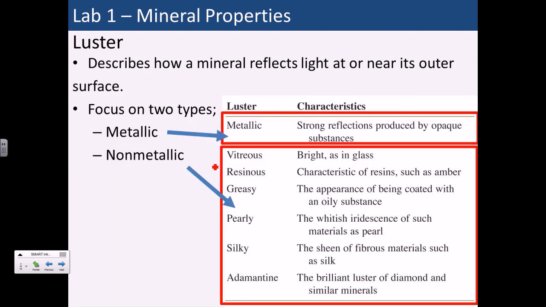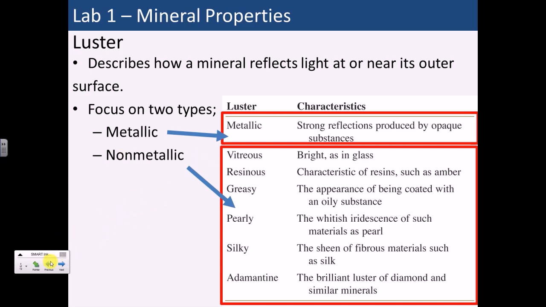Luster refers to the way in which a mineral reacts with light near it or at its surface. And for our purposes, we're interested in classifying minerals in 2 schemes. One is metallic, and the other is non-metallic. Non-metallic has a number of classifications within it, including vitreous, resinous, greasy, pearly, silky, and adamantine. The most common of these non-metallic will be vitreous, and sometimes we call that glassy.